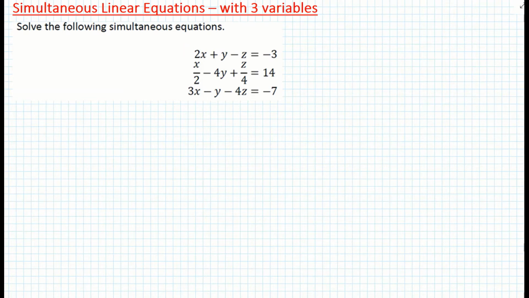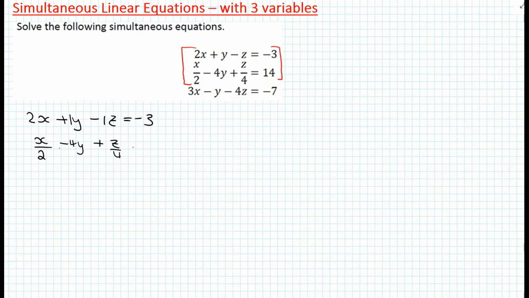So I'm going to take the first two equations here and group them together, and eliminate one of those variables. If I write them out, I have 2x plus y minus z is equal to -3. Now you can put the ones in front of that z and y if you want, because we know it represents 1. And my second equation there is x over 2 minus 4y plus z over 4 is equal to 14. Now before I go eliminating one of those variables, I want to get rid of those fractions. So I'm going to try and eliminate those fractions.